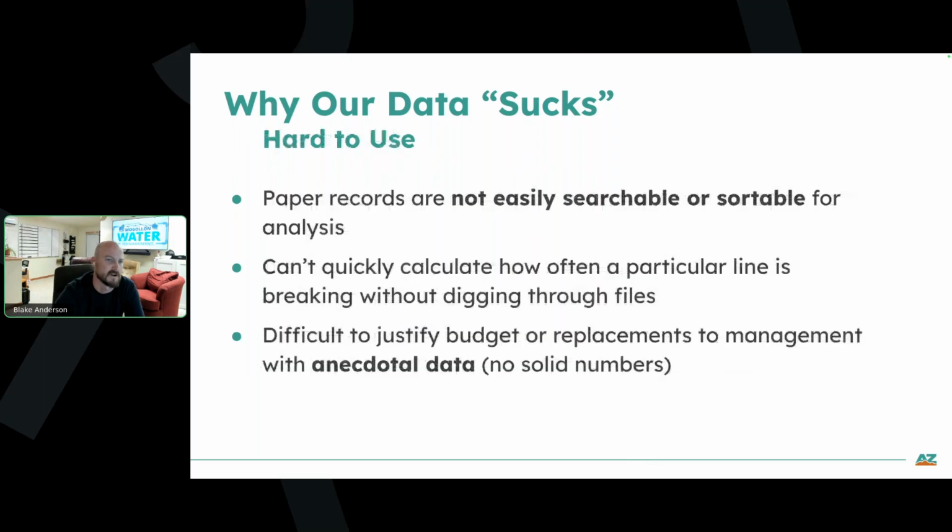And then the next issue is that our data is hard to use. So if I asked you which street had the most leaks in the past decade, you'd probably have to rely on memory or flip through binders, and there's not a quick way to query through all that paper. And you can't calculate metrics like breaks per year on Elm Street without manual counting or pulling up a lot of different information from different sources. And so that makes it hard to justify funding for projects.